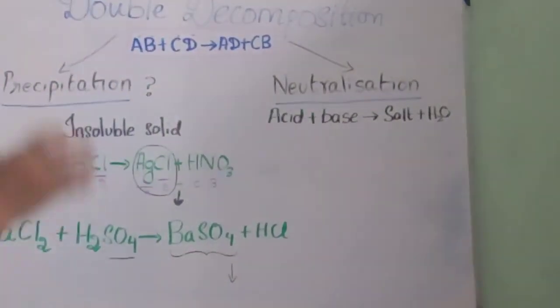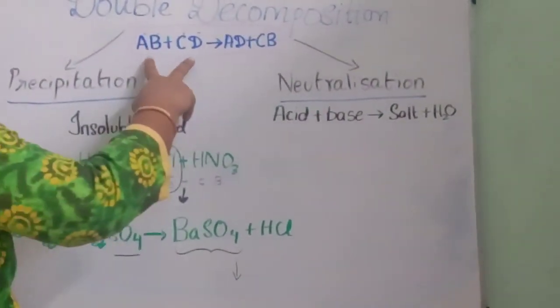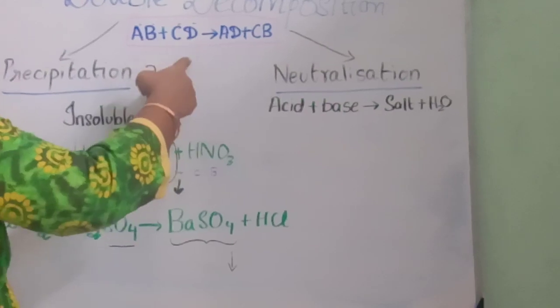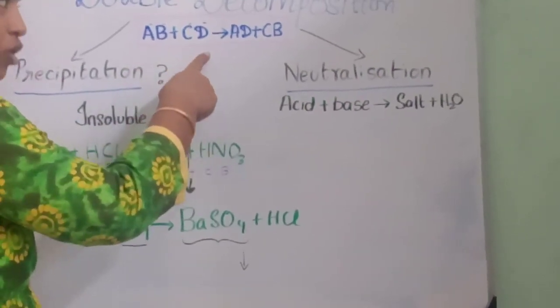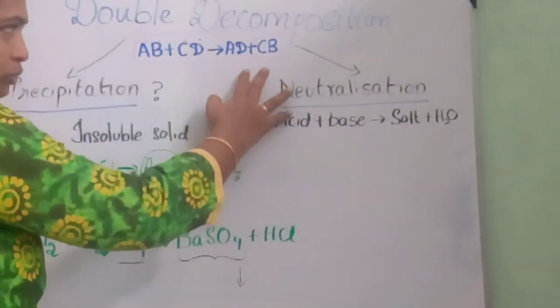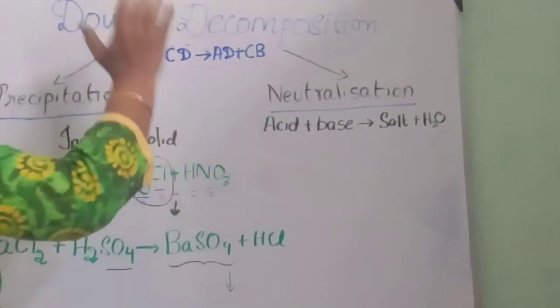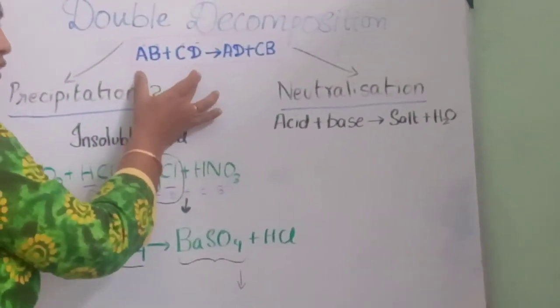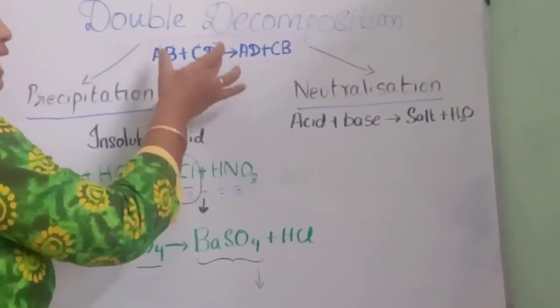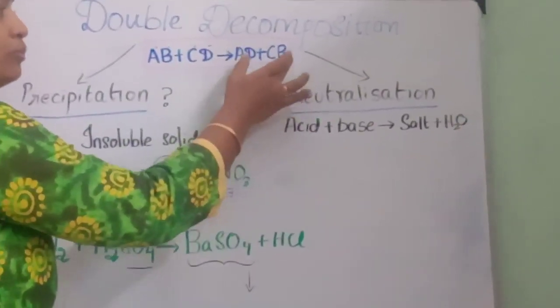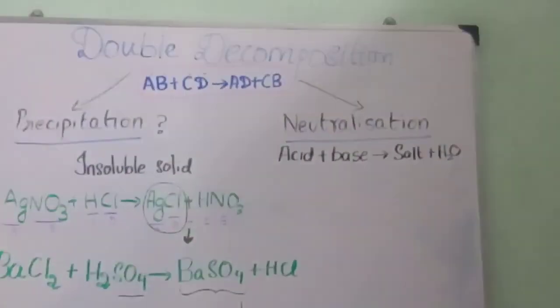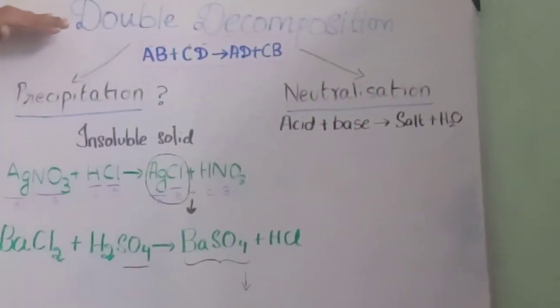Double decomposition reaction is a reaction in which two compounds in a solution mutually exchange their ions to form two new compounds. That reaction only we call double decomposition. I am going to repeat it again. Two compounds in a solution mutually exchange their ions to form two new compounds. We call it a double decomposition reaction.